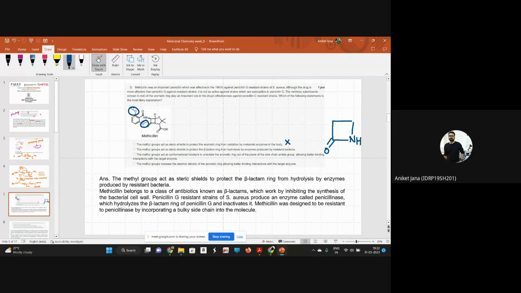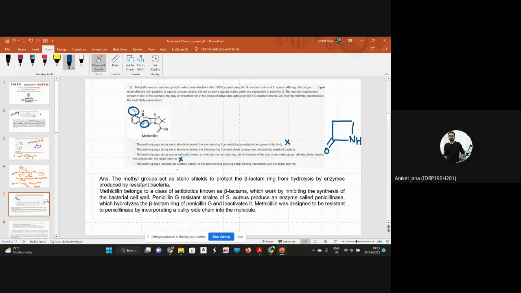Then, in another option, the methyl group acts as a conformational blocker to orient the aromatic ring out of the plane of the side chain amide group, allowing better binding interactions with the target enzyme. So is this true? No.